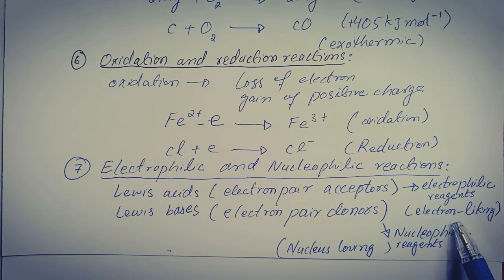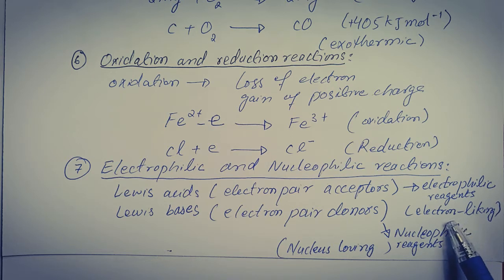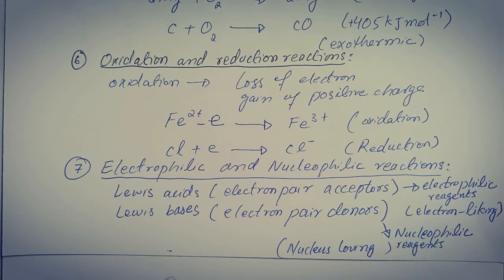empty orbitals, or these kinds of reagents may have a positive charge due to the loss of an electron pair. So the other kind are the Lewis bases, which are known as electron pair donors, and they act as nucleophilic reagents, as their name depicts, that they are nucleus loving.